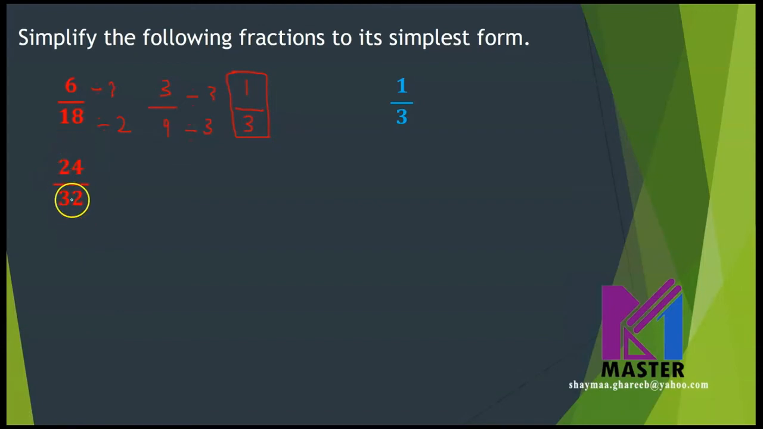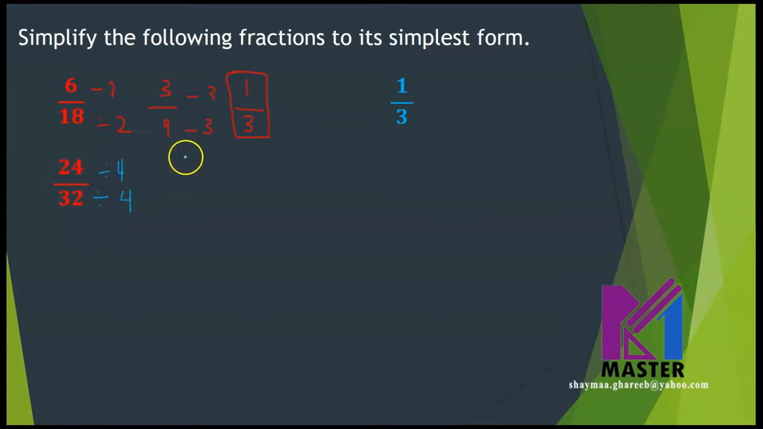I can divide up and down by 2 because both of them are even numbers. I can divide up and down by 4. So if we started to divide by 4, this time let's divide by 4. And also I can divide up and down by 8. Let's start dividing by 4.